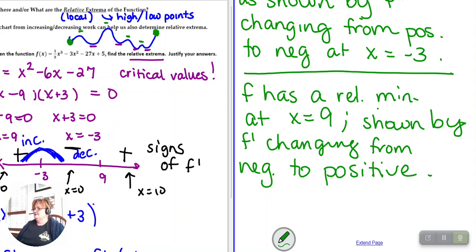So the actual sign of f prime indicates if f is increasing or decreasing. The transition, the change in sign of f prime, indicates extrema. A change in sign of f prime from positive to negative indicates a maximum. And a change in f prime from negative to positive indicates a minimum.